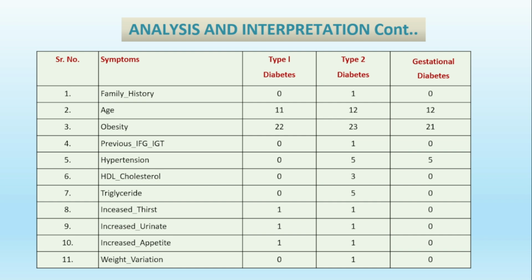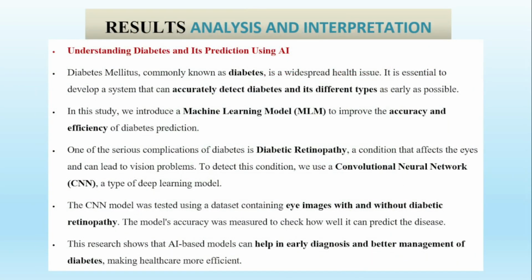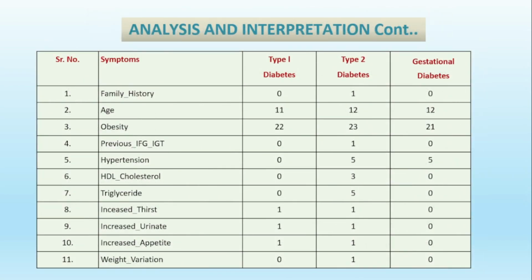Now, the result analysis: this is the analysis and interpretation. We have prepared the table. Family history, age, obesity, and the number is diabetes type 1. If a patient has diabetes type 1, we will enter 1. If they do not have type 1, then 0. True and false, yes or no. For family history, if yes, then put 1, and if no, put 0.